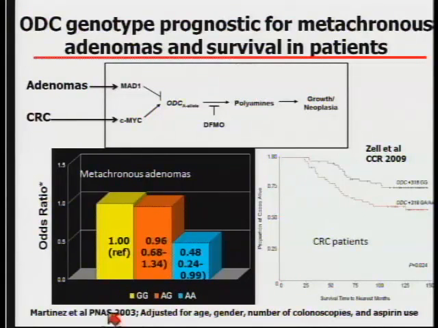The data on the left and the bottom is work from Elena Martinez, my colleague at the University of Arizona. The work on the right in the bottom is from Jason Zell and colleagues at the University of California, Irvine. This data comes from patients with prior colon adenomas and gives an odds ratio for the risk of developing a new adenoma within 3 years after a qualifying colonoscopy. And what you can see is that individuals who are homozygous A for this particular allele have about a 50% reduction in their risk of developing an adenoma after 3 years.